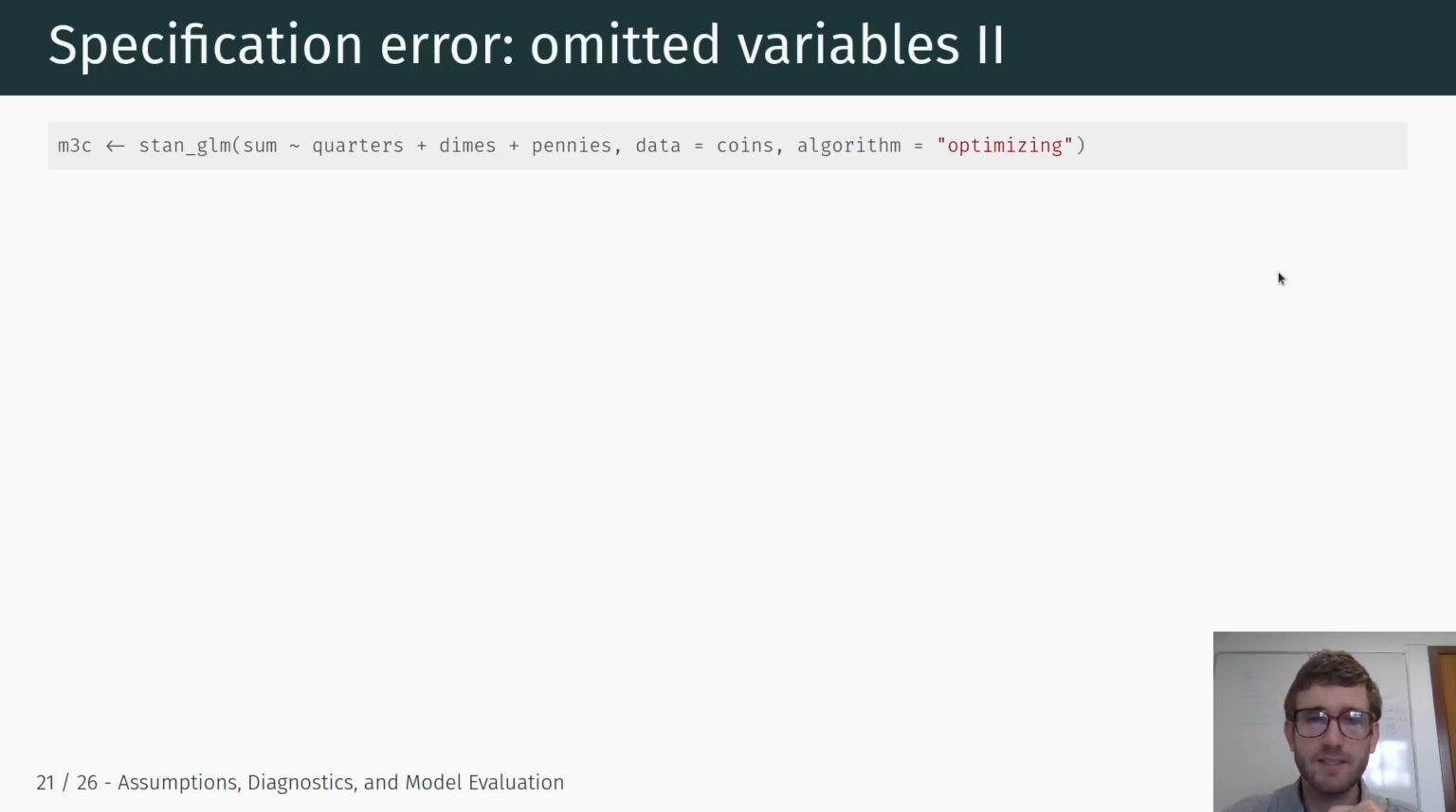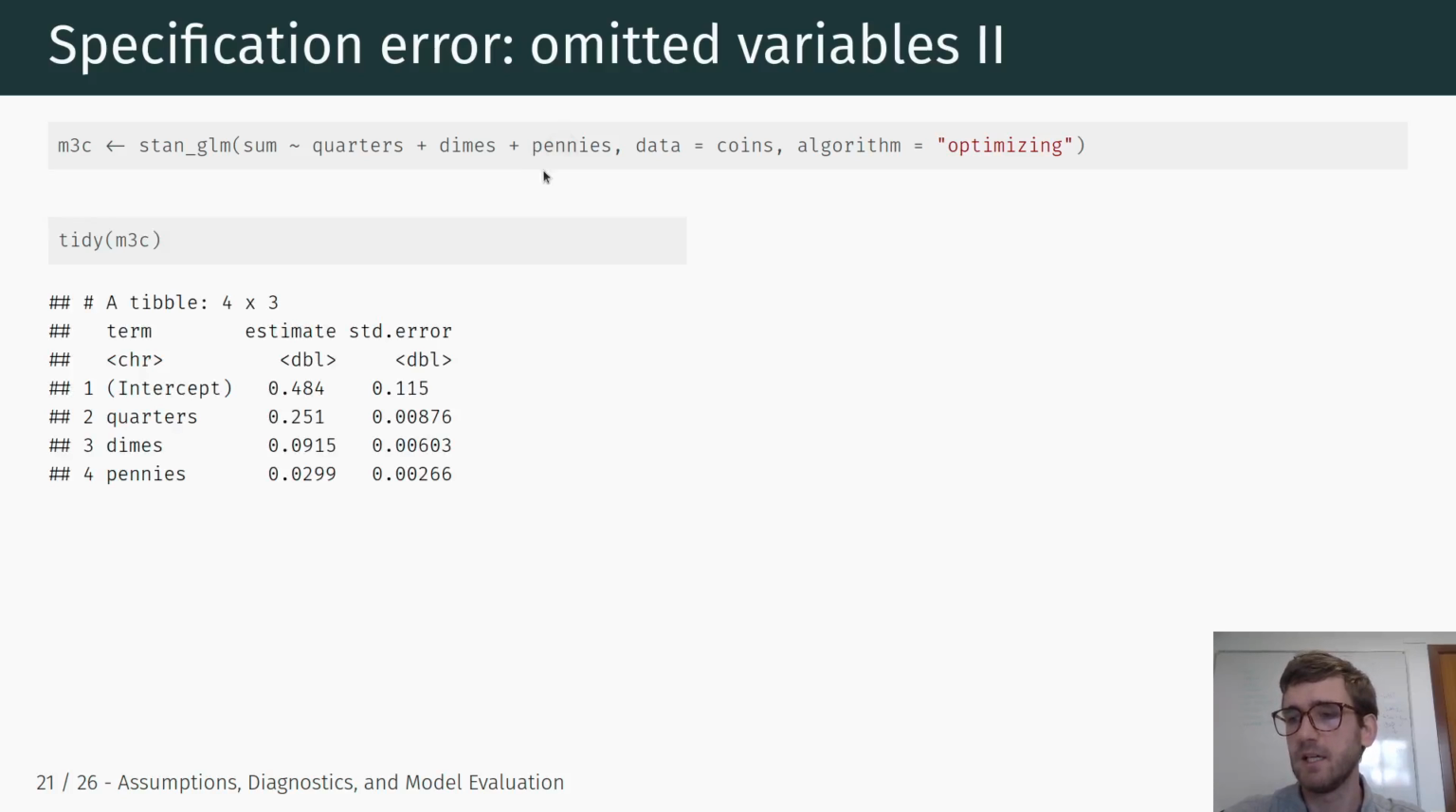Okay. Next, we have a second model specification where we omitted one variable. Now, instead of dimes, we're omitting nickels. So now we have dimes included in our regression equation, but we removed nickels. So we only have quarters, dimes, and pennies. It turns out that compared to the previous example, where omitting dimes didn't really bias any of our estimates, now we're actually running into trouble.